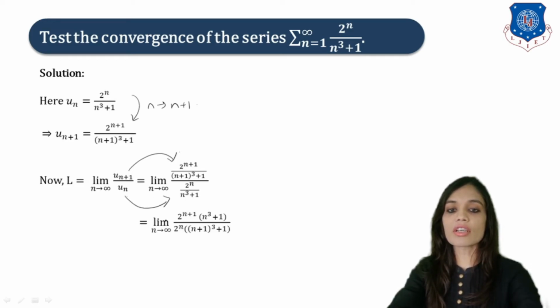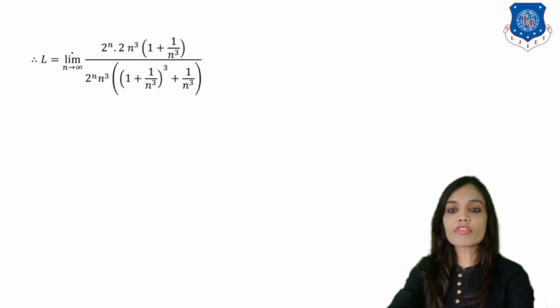Next, we will rearrange the terms. Finally we will get limit n tends to infinity 2 raised to n plus 1 into n cube plus 1 upon 2 raised to n into n plus 1 whole cube plus 1. Now let us simplify this. On simplifying you will get limit n tends to infinity 2 raised to n into 2, and take out n cube common, so you will get n cube into 1 plus 1 upon n cube. Similarly in the denominator take out n cube common. You will get 2 raised to n into n cube into 1 plus 1 upon n whole cube, plus 1 upon n cube. Now this gets cancelled out, n cube also gets cancelled out. So what is remaining?